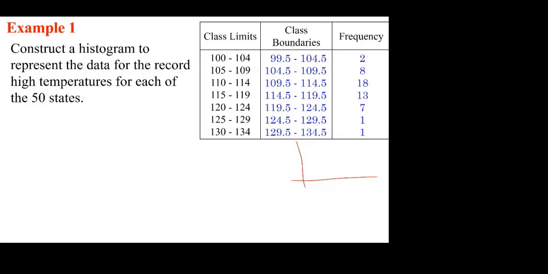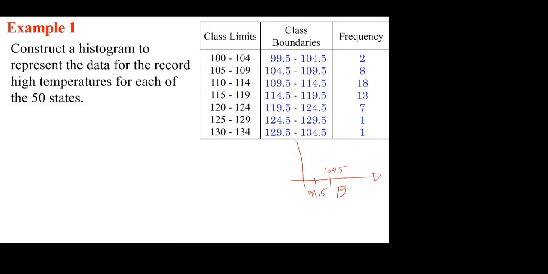However, later on we discuss a graph called an ogive, and in that case we have only one choice, and that is using the boundaries. Because of that, it's a good practice that we use the boundaries along the horizontal axis. So I would use the boundaries here. So you would put, for example, 99.5 here, and then 104.5, and you move on, you make up your scale.